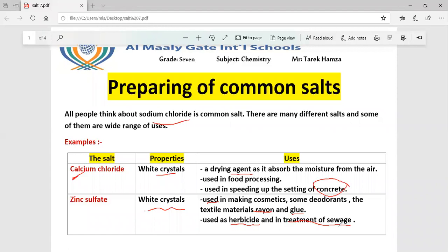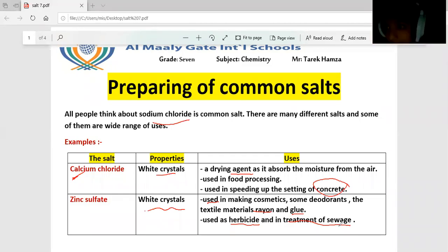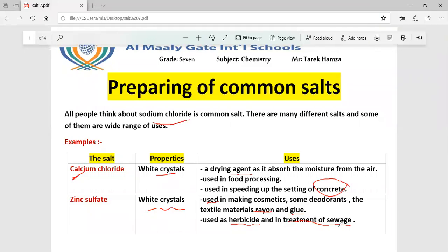Okay, what is the meaning of herbicide? Herbicide means killing insects, a chemical killing insects. Okay, thank you. It is a chemical killing insects. Herbicide.